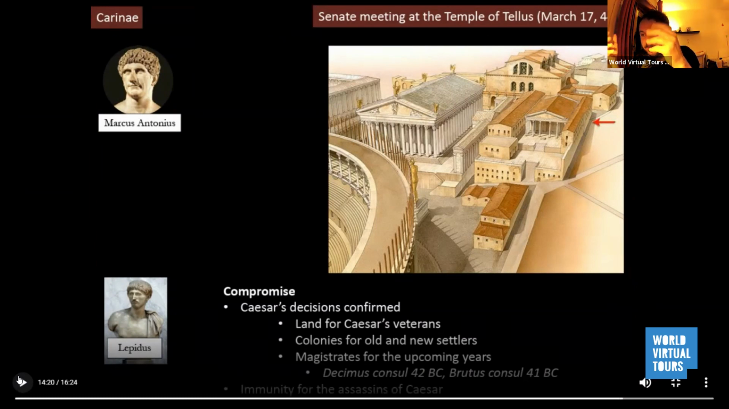What does it mean? That, for example, Caesar was divine, and he remained divine. That Caesar gave to his veterans many parts of land in the colonies, in the provinces he had just conquered in Northern Europe. That was confirmed. And one of the most crazy things: Caesar decided that Decimus and Brutus were going to be consuls for the next two upcoming years. So they were going to be the two chiefs of the state.